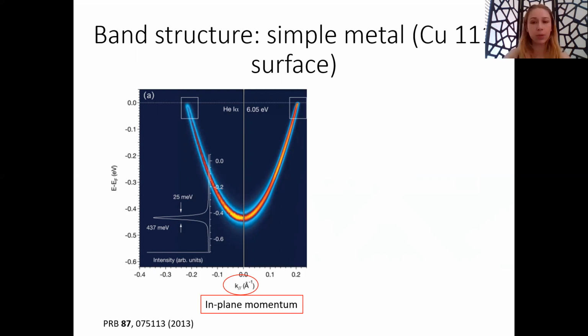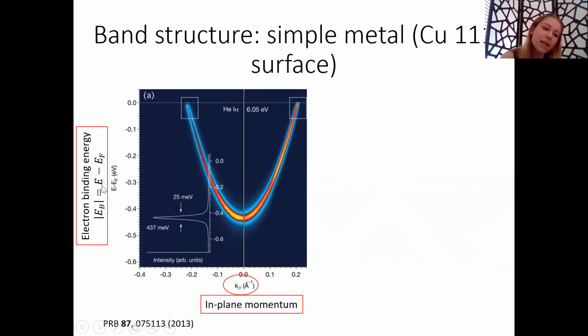So in the photoemission process, you conserve momentum in the plane. For momentum out of the plane, it's a little bit more complicated. I'm not sure I'll talk about it in this lecture, but there are ways to get information about out of plane momentum. But in any case, the x-axis here is momentum in the plane, and specifically crystal momentum.